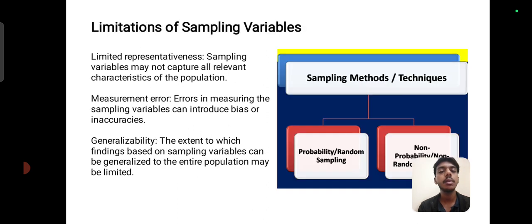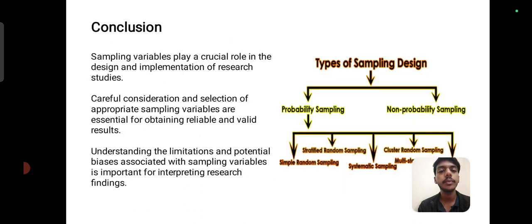Limitations of sampling variable. Sampling variables may not capture all relevant characteristics of the population. Measurement error: error in measuring the sampling variable can introduce bias or inaccuracy. The extent to which findings based on sampling variables can be generalized to the entire population may be limited.